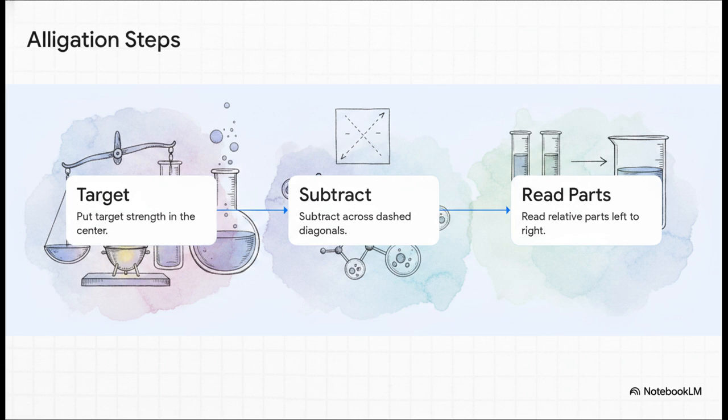Step 1, put your desired target strength right in the center box. Step 2, put your stronger available stock on the top left and your weaker stock on the bottom left. Then, and here's the trick, you subtract across the dashed diagonals. Just always subtract the smaller number from the larger number so you get a positive result. Step 3, read the results horizontally, straight across from left to right. That tells you the relative parts of each component you need.